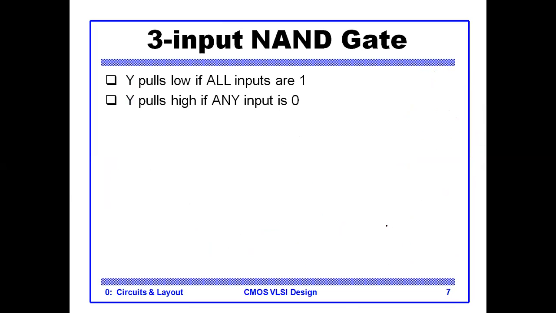Now next, the 3-input NAND gate. Again, the logic is the same. If you know the logic, you can implement it. The logic is that the output Y signal pulls low if all inputs are 1, and Y pulls high if any input is 0, right?